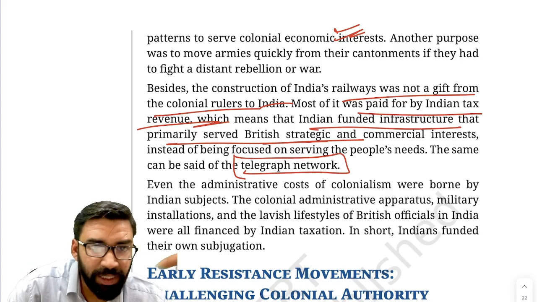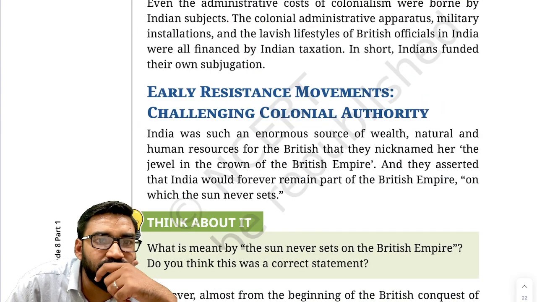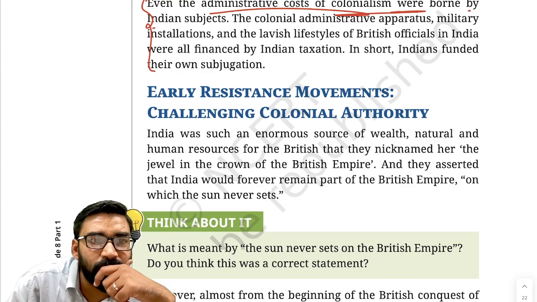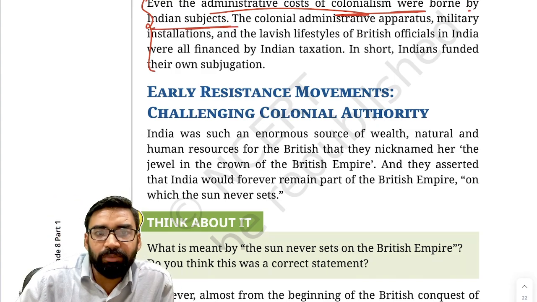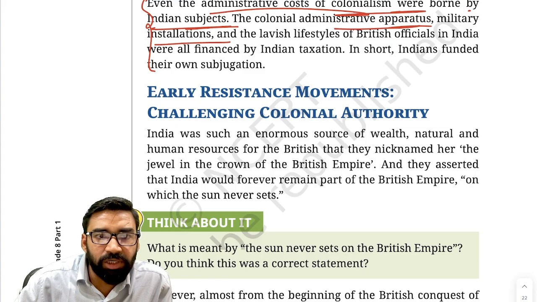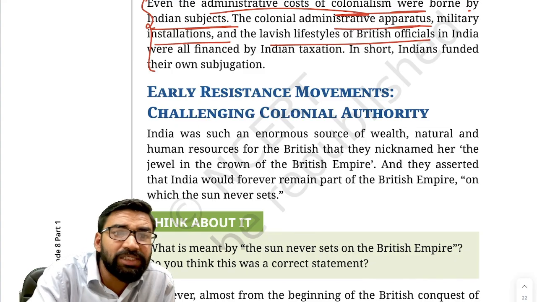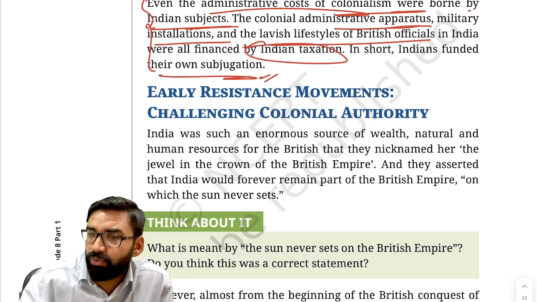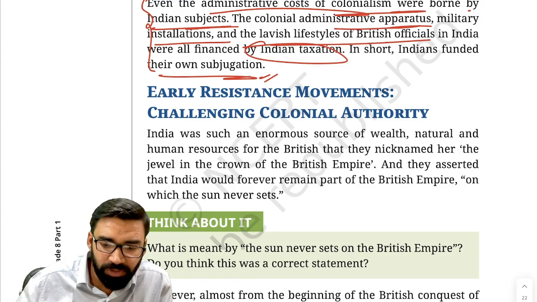Then, as you can see in this paragraph, administrative cost of colonialism. This administrative cost of colonialism was borne by Indian subjects. The colonial administrative apparatus, like military installations and the lavish lifestyle of British officials, all these things were financed by whom? Indian taxation. So Indians funded their own subjugation. हमने खुद हमारा subjugation fund किया. These things were there.